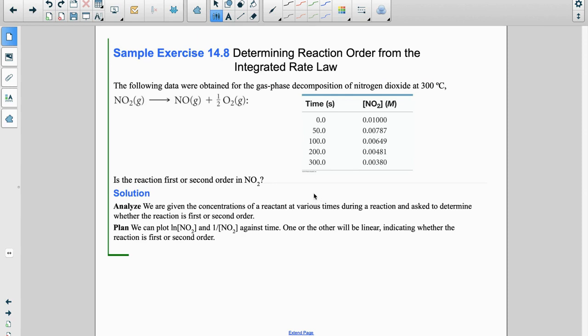So here's a sample problem using this data. Here's the reaction, and the question is asking, is this first or second order in NO2? So again here, we need to determine this experimentally using the data. So we'll take a look at these concentrations and we'll plot them.